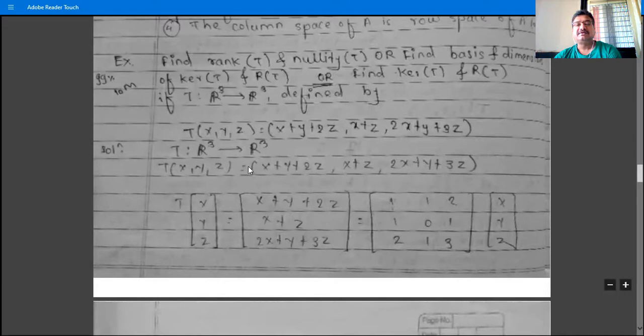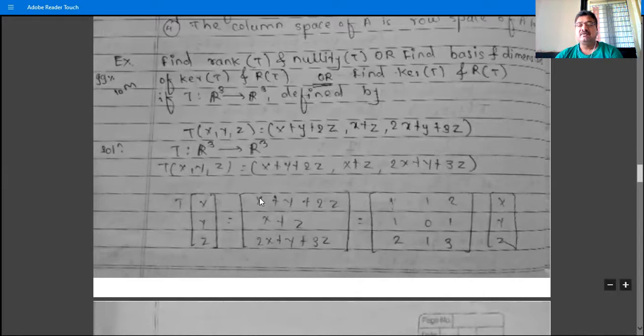Now we have to find the standard matrix. In order to find the standard matrix, we have to write this linear transformation T(x,y,z) in matrix form. T(x,y,z) as a column matrix is equal to x + y + 2z as the first row, x + z as the second row, and 2x + y + 3z as the third row. And then we write this in the form Ax.